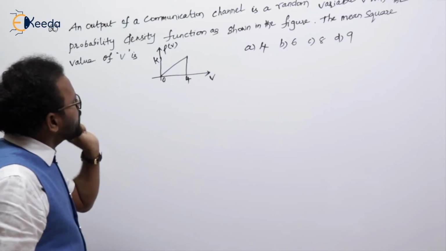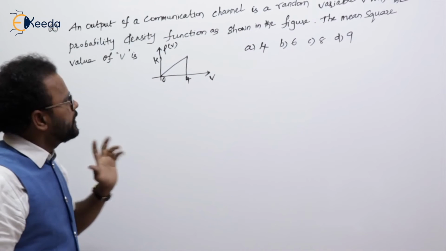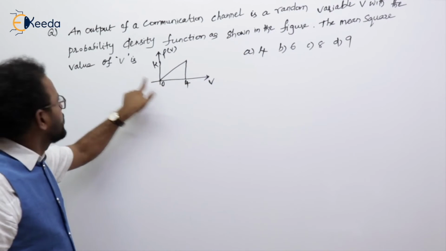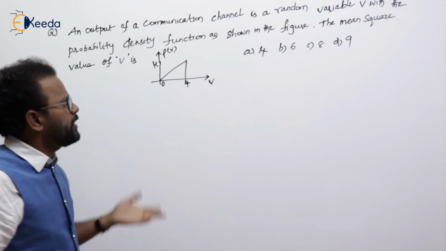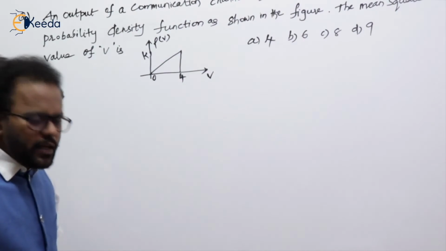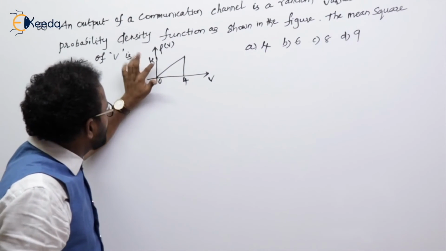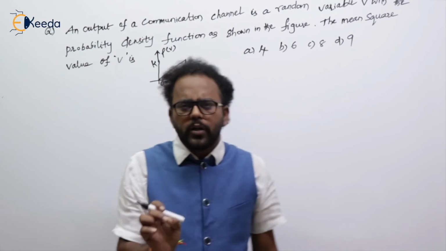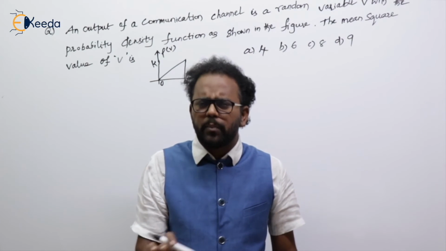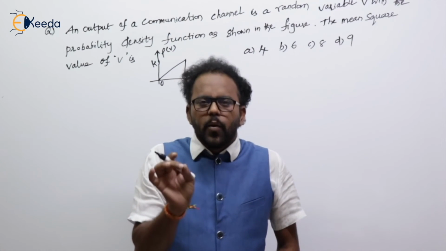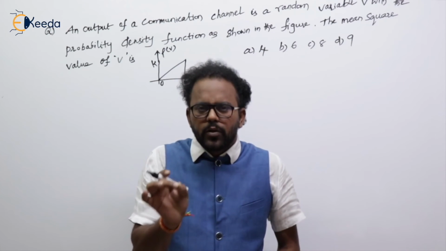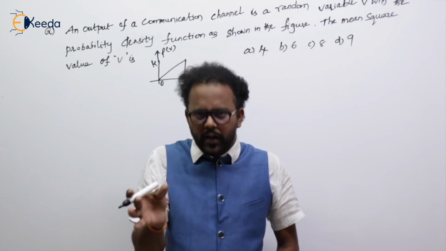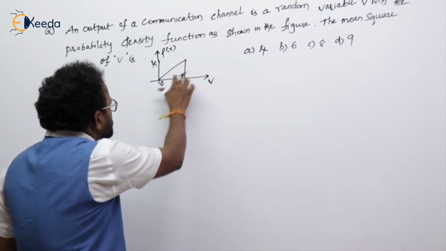The output of a communication channel is a random variable V with the probability density function as shown in the figure. The mean square value of V is asked. Before calculation of the mean square value, let me calculate the value of K. And what is given? The PDF. K is found because the total area under the PDF is the total probability, which is 1.